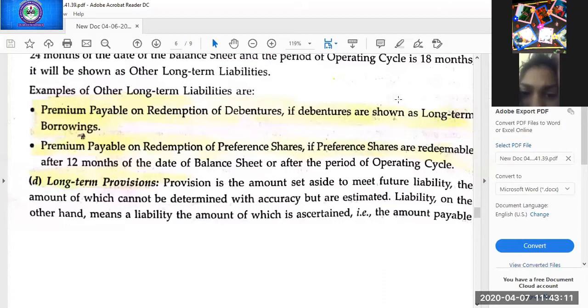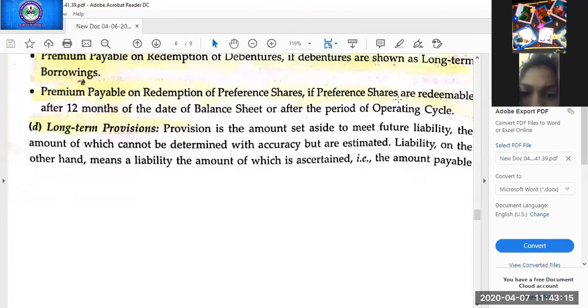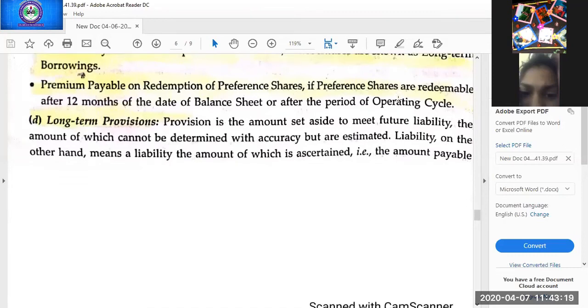Okay. Now the last head, which is the long-term provision. We all know that a provision is the amount set aside out of profit to meet a certain liability whose amount cannot be determined. This is the definition of provision which we have earlier studied in 11th class. So a provision is an amount set aside from the profit and loss account to meet a future liability. The liability is certain, but the amount is uncertain.